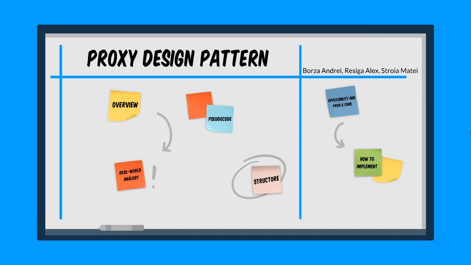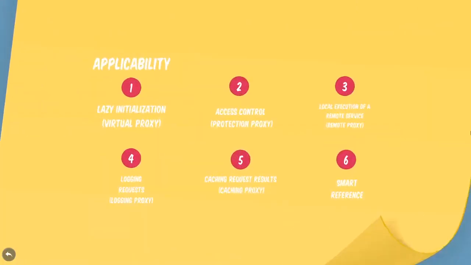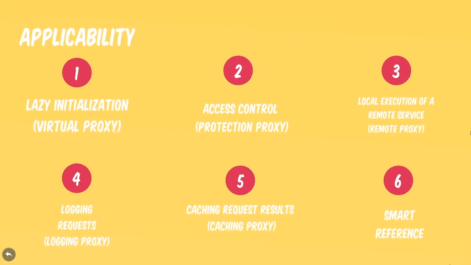Now let's talk about some applicability and the pros and cons. There are dozens of ways to utilize the proxy pattern. Let's go over the most popular ones. Lazy initialization or virtual proxy. This is when you have a heavyweight service object that wastes system resources by being always up, even though you only need it from time to time. So, instead of creating the object when the app launches, you can delay the object's initialization to a time when it's really needed.